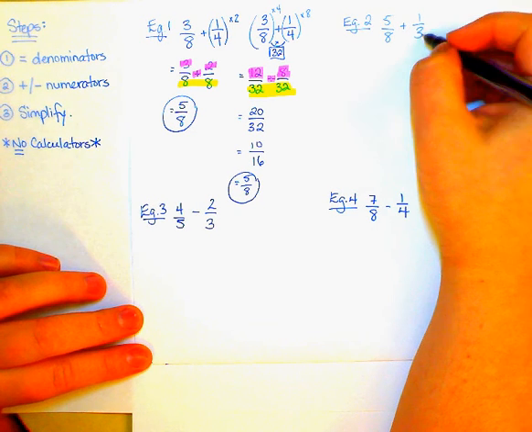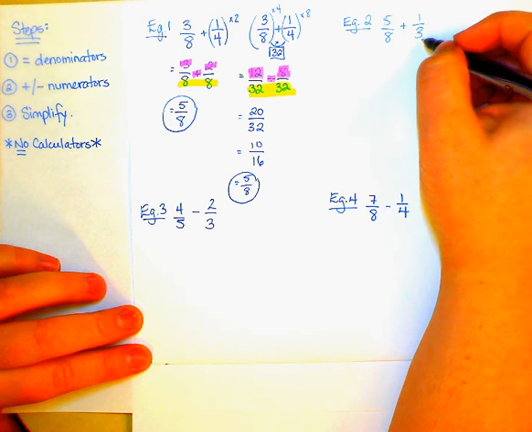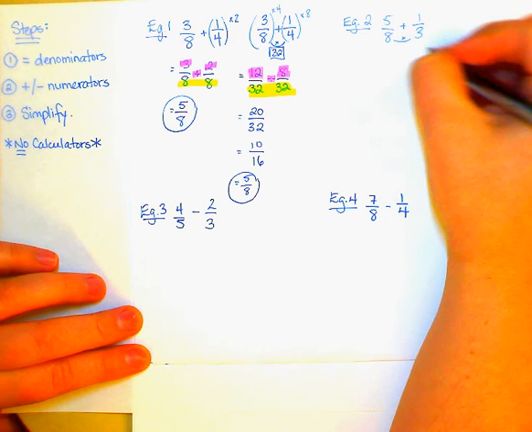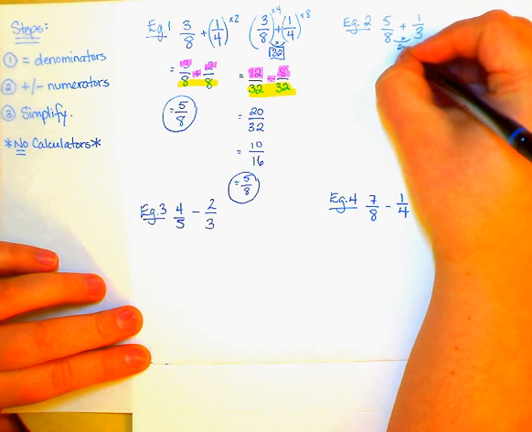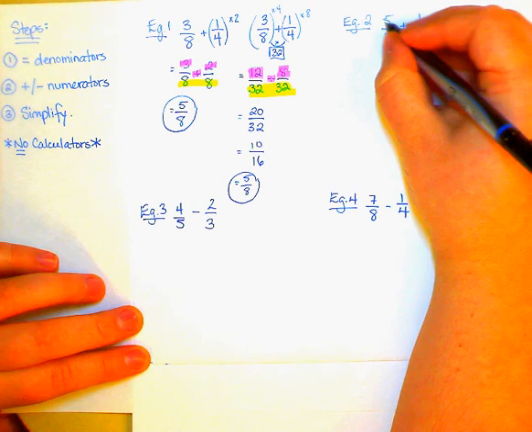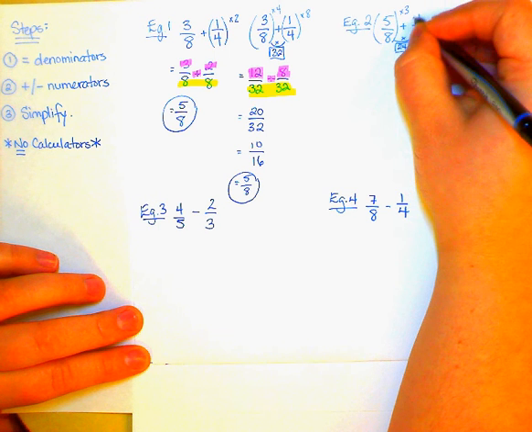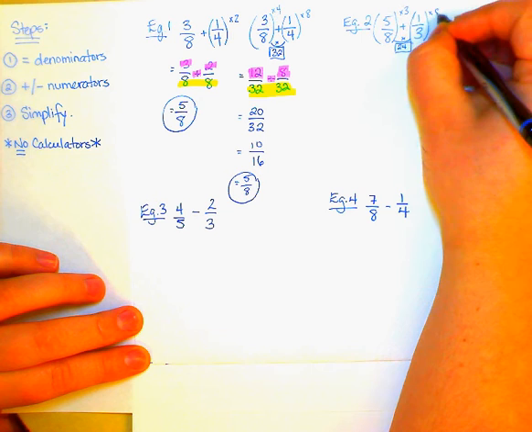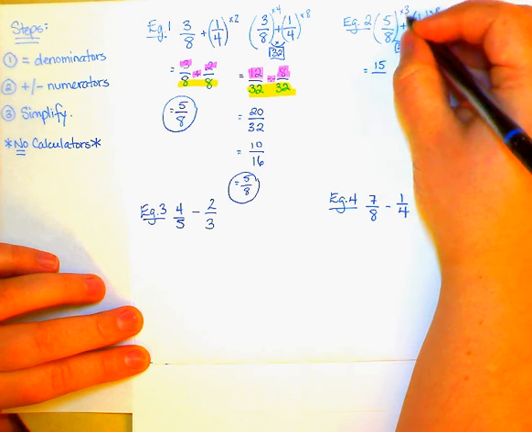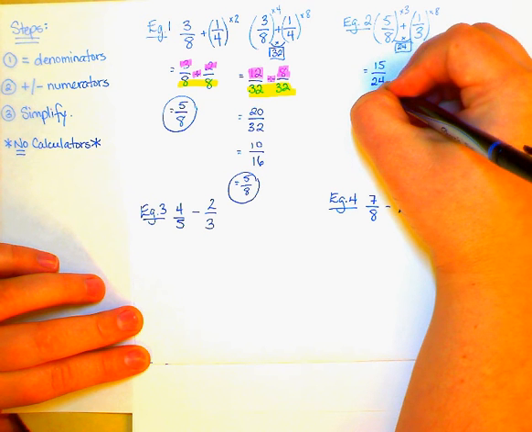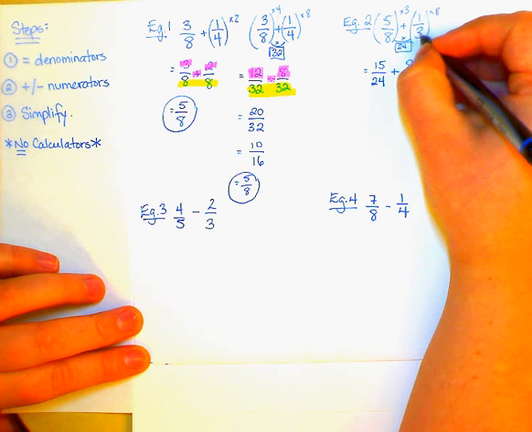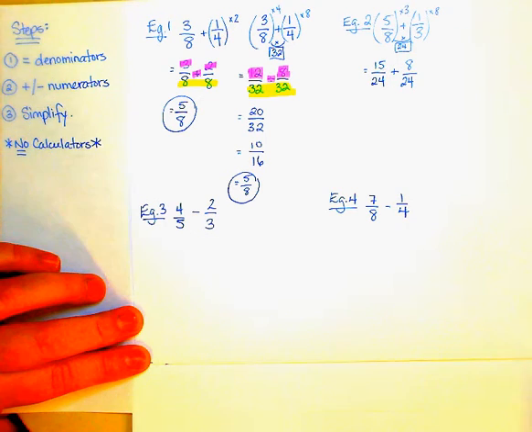This time, 3 does not go into 8 and 8 does not go into 3, so I have to find a common multiple. Easiest way, multiply these two by each other. 8 times 3 is 24. So my lowest common multiple is going to be 24. So I'm going to multiply 5/8 times 3 and 1/3 times 8. 5 times 3 is 15. 8 times 3 is 24. 1 times 8 is 8. 3 times 8 is 24.